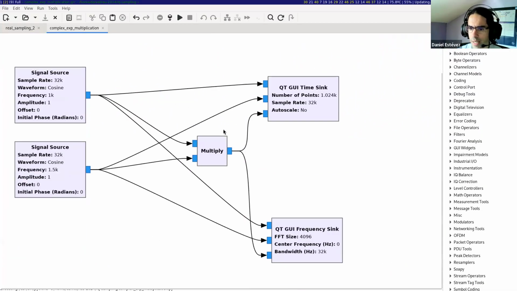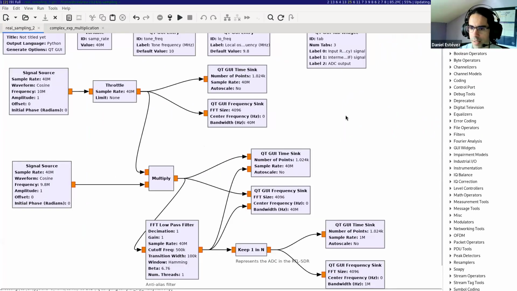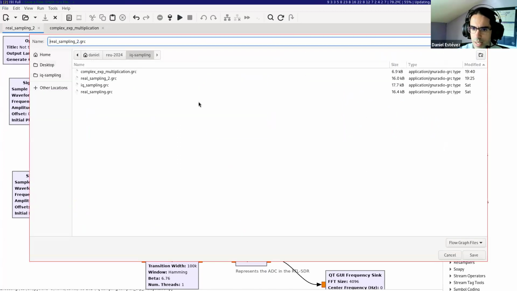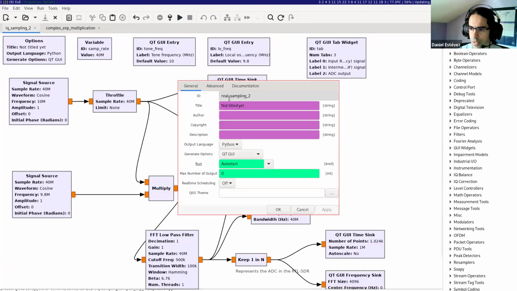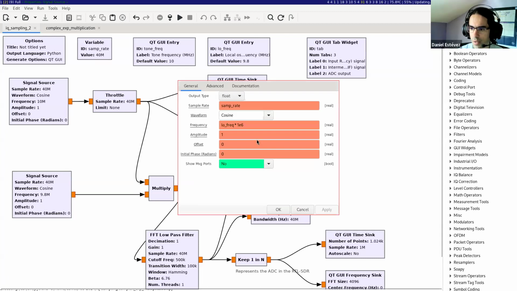So let's apply what we have learned about complex multiplication to making an SDR receiver. I'm going to save this as IQ sampling because I'm going to start with this flow graph and change a few things. So the signal that comes in from the antenna is real. This is the physical world and we cannot change that. But what we can do is to generate a complex signal here.